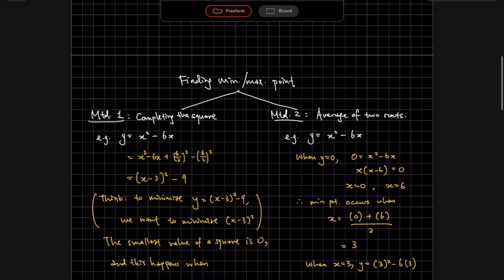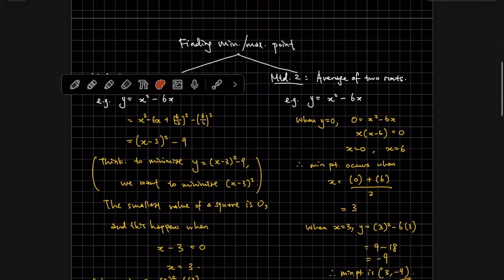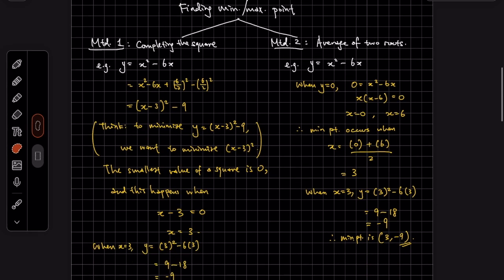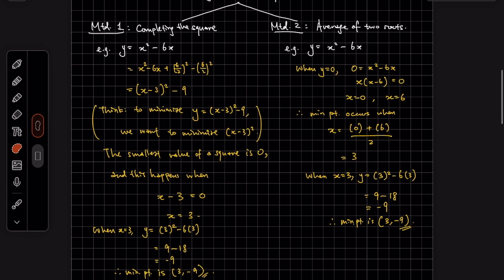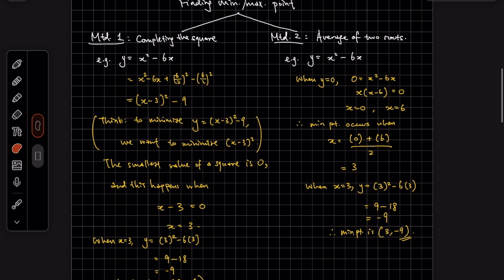Next page. This is the one where I think you need to look through the workings, so I wrote it out nicely. Hopefully my handwriting is nice enough for anyone to understand. Okay, so let's say I'm given y equals x squared minus 6x. Same for both sides.